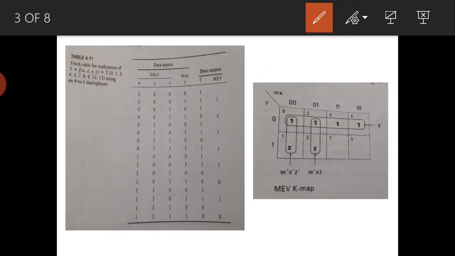But if we want to use the MEV technique, as we are seeing here, MEV means map entered variables. Here, the first 2 combinations, if you observe, the inputs are the same, the select lines are the same. So the first 3 variables w, x, y are all 0 0 0, and if you look at the output, in both combinations the output is 1.